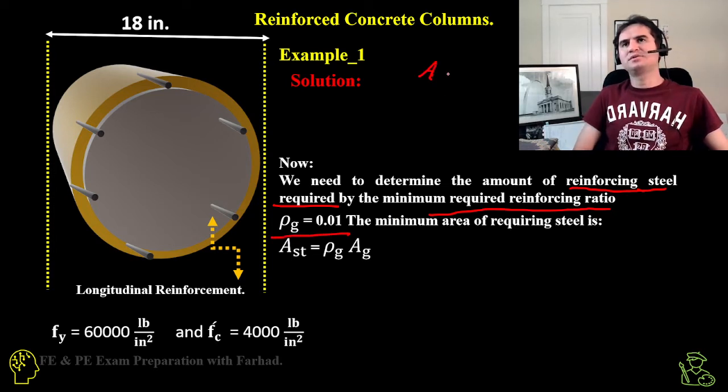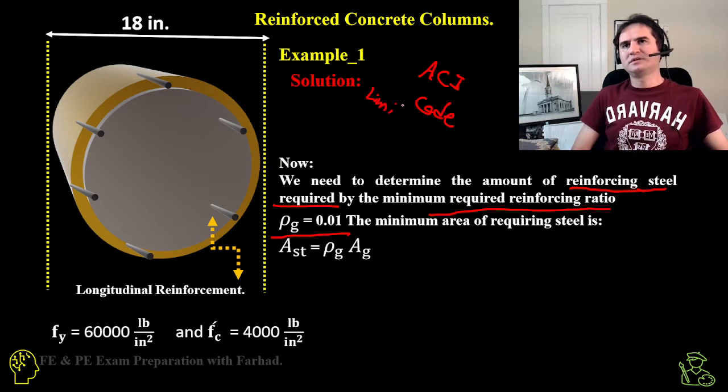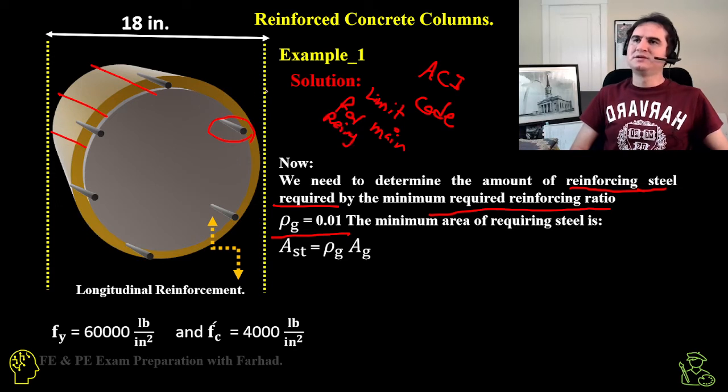The ACI code gives us a limitation for the main reinforcement, which is the longitudinal reinforcement. And that is, rho g should be higher than 0.01 and should be smaller than 0.08.